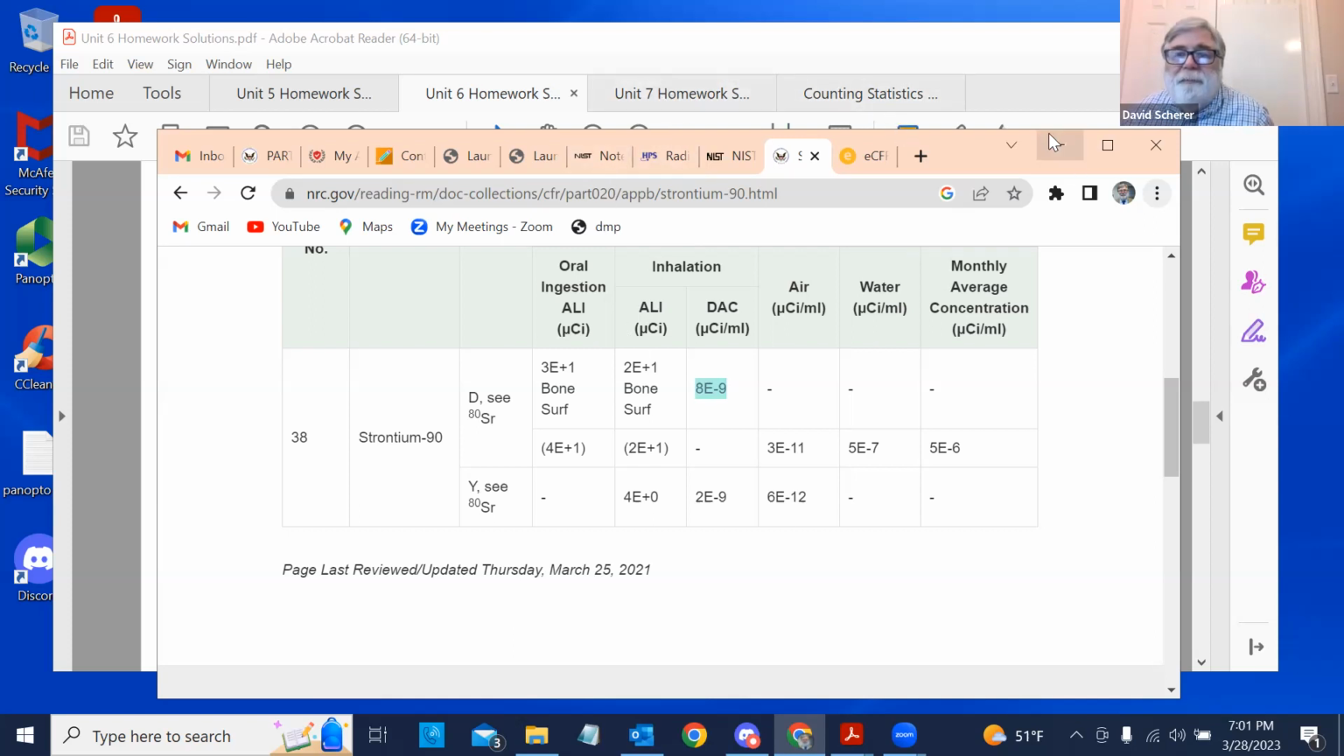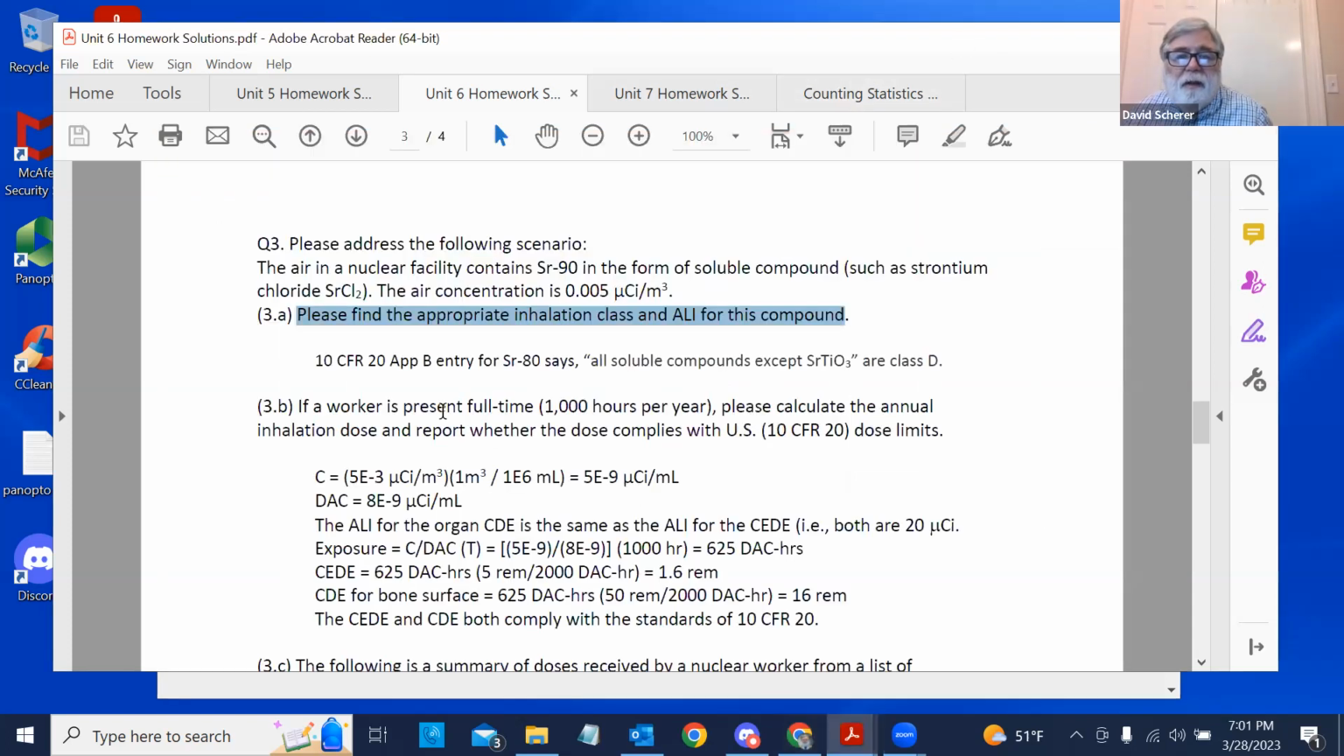So let's go back to the problem now. I've shown you how to look up the data you need. We find out what the ALI is, and I didn't write down the value, but it was 20 microcuries. We just saw it. And so we know that it's class D. Now, again, the problem is a little confused. It says full-time and 1,000 hours per year. So I just did it with 1,000 hours. I think everybody else did it with 1,000 hours and discounted the characterization as full-time, which was probably the best way to go about doing this.